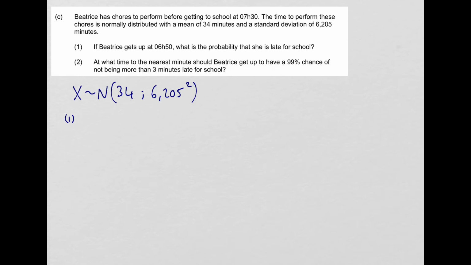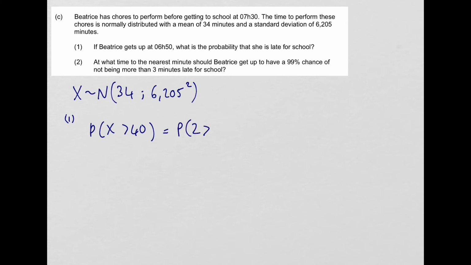All right, so what we're actually looking for here is the probability of X being greater than 40, because from 10 to 7 in the morning till 7:30 is 40 minutes. And we now need to work that out in its corresponding Z values. Okay, so how do we do that?